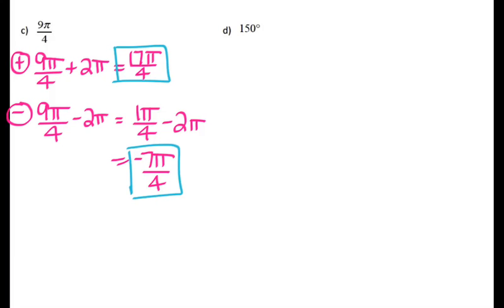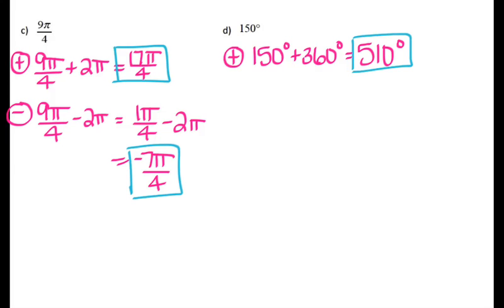And finally, 150 degrees. Positive coterminal angle, I'm going to add 360 degrees. That gives me 510 degrees. And then for the negative coterminal angle, I have 150 degrees minus 360 degrees is negative 210 degrees.